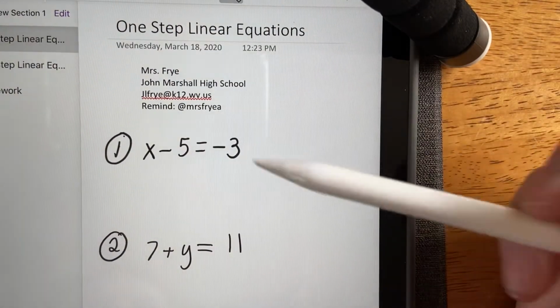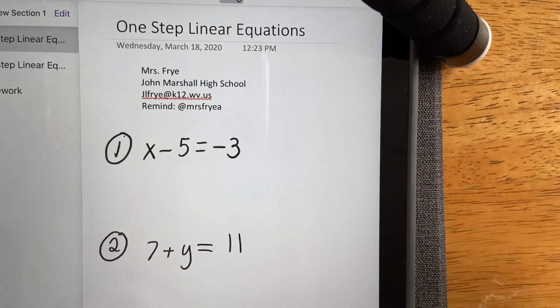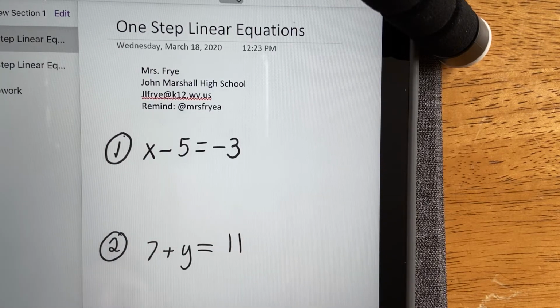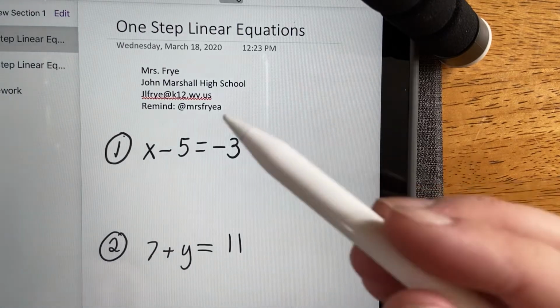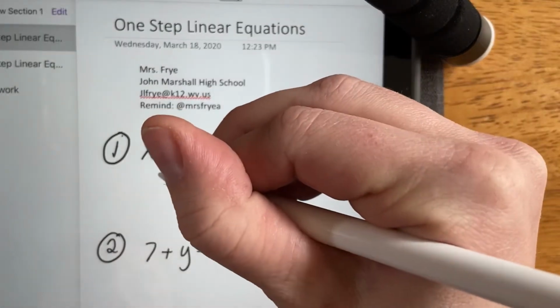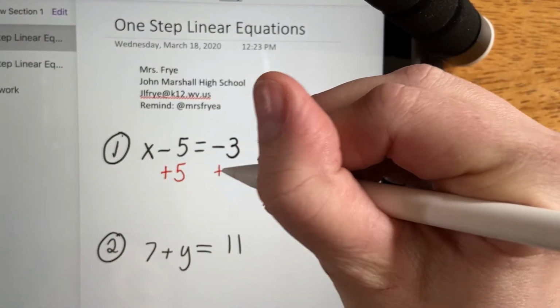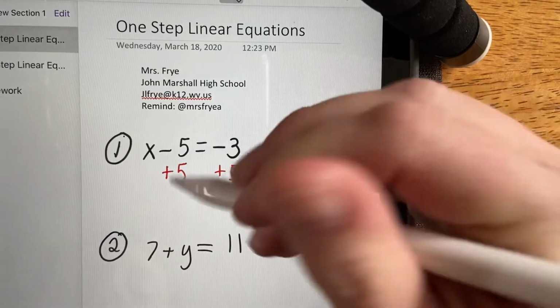So the first type of problem is the one-step linear equation. This is where you want to find x or find y, solve for the missing variable. And the way you're going to do that is you're going to do the opposite of whatever is being done to that variable. The variable is just the letter. Okay, so because this says x minus 5 equals 3, the opposite of subtracting 5 would be to add 5 to both sides. So right underneath the negative 5, you just want to add 5, and then right underneath the 3, add 5.